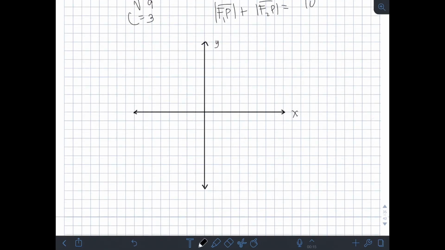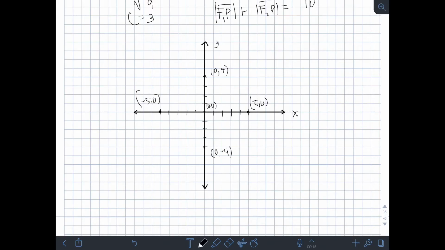Okay? So, para mag-graph natin, plot muna natin yung center, which is the origin, right? 0, 0. And then, yung vertex. So, negative 5, 0. 1, 2, 3, 4, 5. So, ito yung isa. Tapos, 5, 0. 1, 2, 3, 4, 5. So, ito yung isa. Then, yung extremities naman ng minor axis, yung 0, 4, tsaka 0, negative 4. So, 1, 2, 3, 4. So, 0, 4. Then, 1, 2, 3, 4. 0, negative 4.